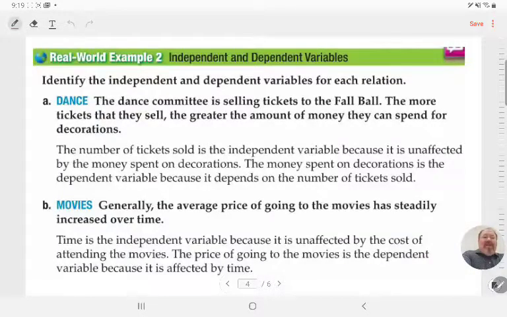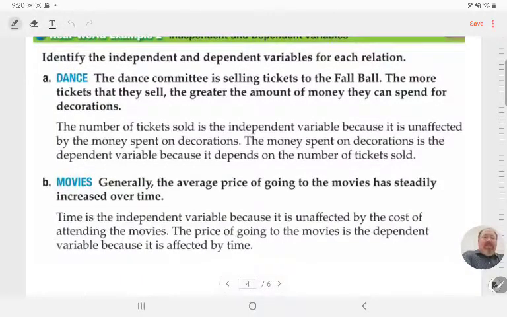So the dance committee is selling tickets to the fall ball. The more tickets that they sell, the greater the amount of money they can spend for decorations. The number of tickets sold is the independent variable because it is unaffected by the money spent on decorations. The money spent on decorations is the dependent variable because it depends on the number of tickets sold. Okay?